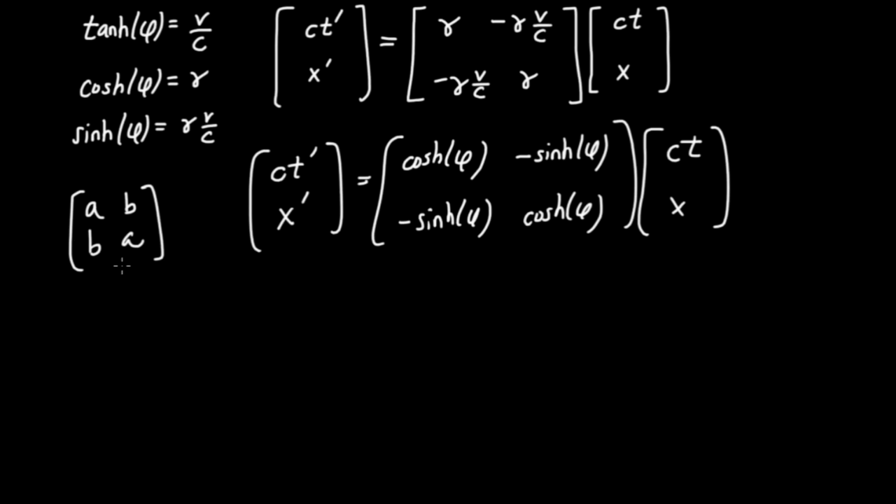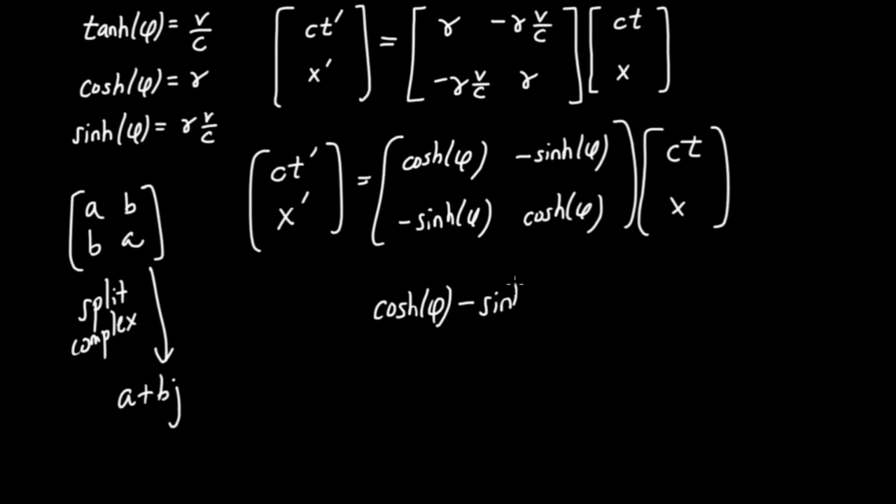Now, such a matrix is actually the matrix representation for a split complex number. If you haven't heard of that, I encourage you to check out some of my other videos, especially the previous one where I go over the matrix representation of the split complex numbers. The way to convert such a matrix of this form back to a number of the form a plus bj is just to read off the coefficients, the entries in the matrix here. So I claim that this matrix actually represents the split complex number cosh of phi minus sinh phi times j.